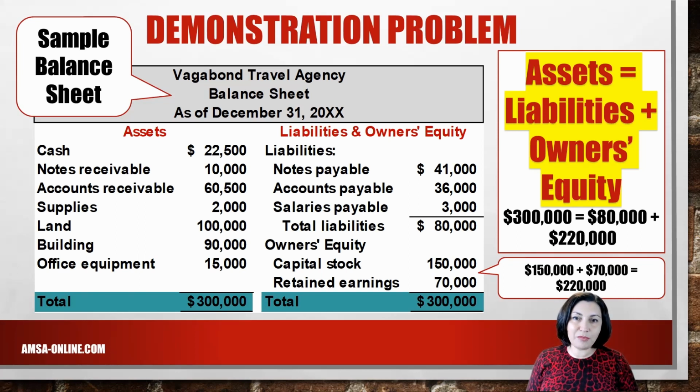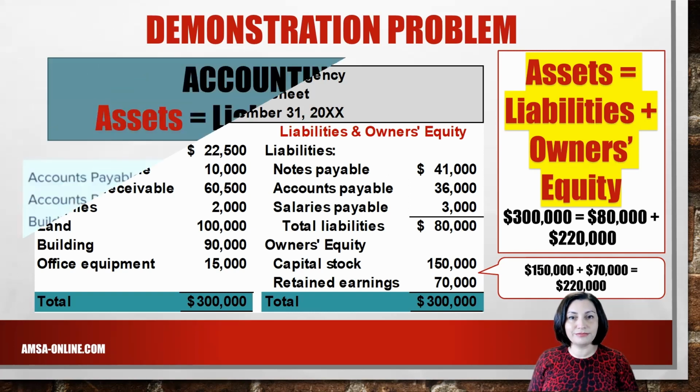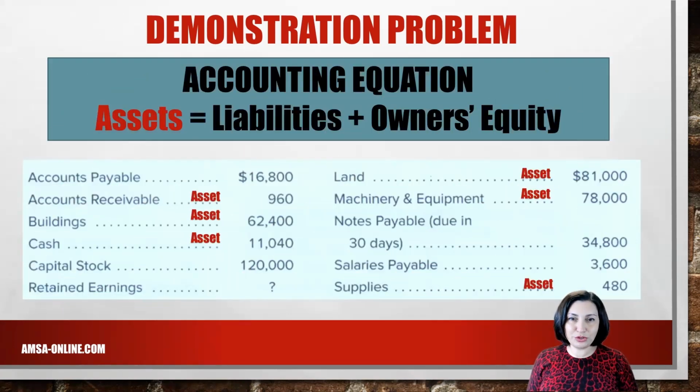Take a look at the example on the screen. The balance sheet has three major sections: assets, liabilities, and owner's equity. In our example on the screen, we have total assets equal to 300,000 and total liabilities plus owner's equity also equals 300,000. We will use the accounting equation to solve for retained earnings in our demonstration problem. Let's start working on the problem.